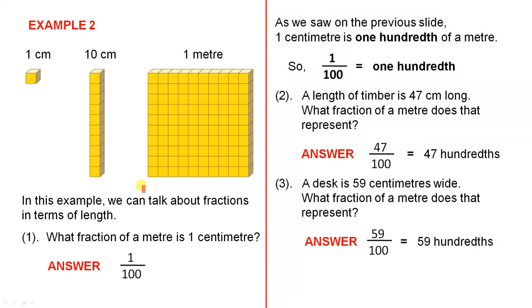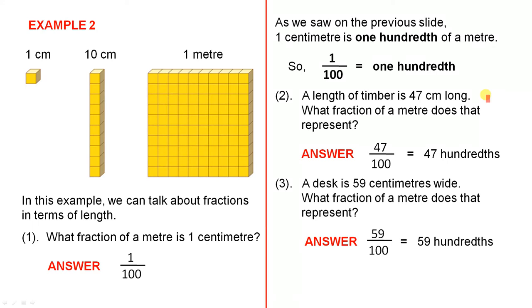Example 2. In this example, we can talk about fractions in terms of length. So we're letting this flat represent 1 meter, so that's 1 centimeter, and that's 10 centimeters. Number 1. What fraction of a meter is 1 centimeter? Well, there's 1 centimeter. There's 100 centimeters, which gives you the meter, so it's 1 over 100. As we saw on the previous slide, 1 centimeter is 1/100th of a meter. So 1 over 100 equals 1/100th.